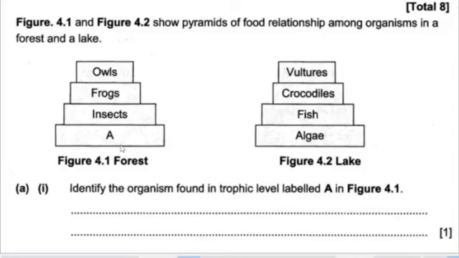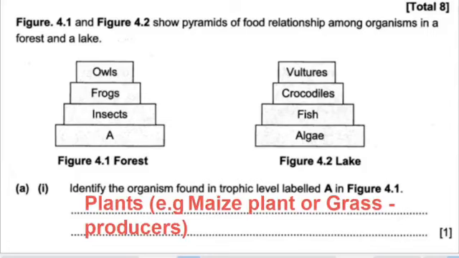So we must know that this is the base of the pyramid, and looking at the base of the pyramid, we always have the producers, which are the plants. So these plants, we can have grass, we can have a maize plant, and so on and so forth. So here we are going to say we have plants. For example, we can have a maize plant, or we can have grass. These are the producers.